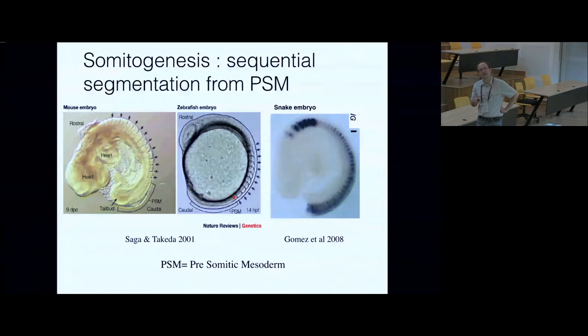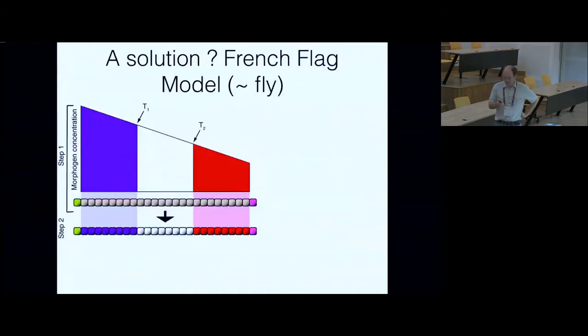Here they stained for the future segments. You see there is this beautiful pattern of segmentation, which is very much like Eve in fly. Is it clear for everybody? Okay, so now how would you do that?